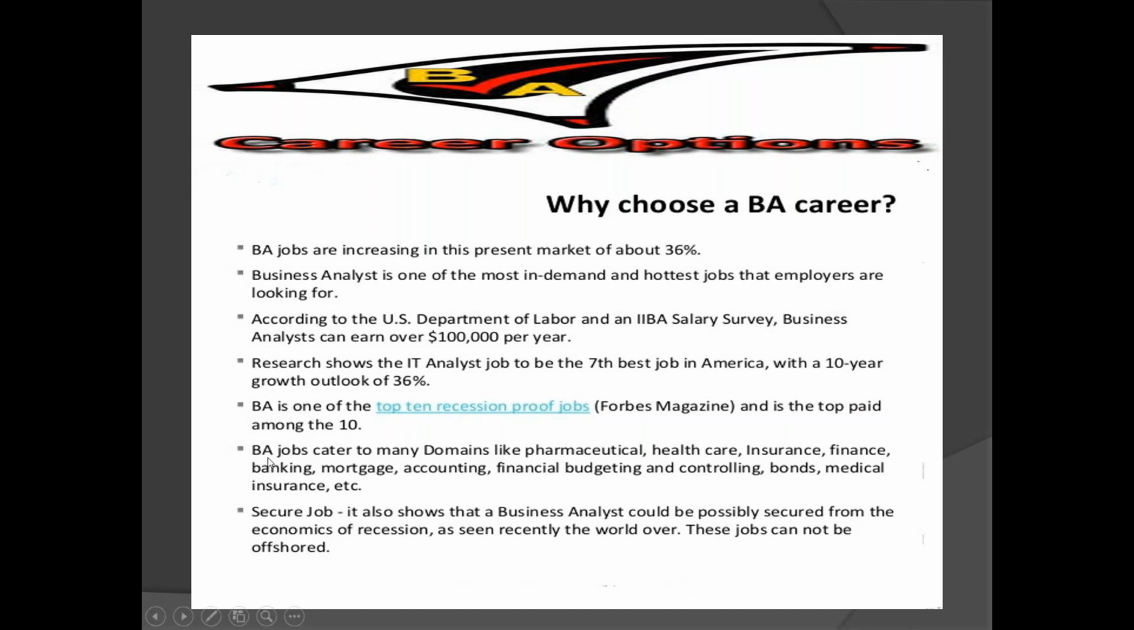Okay. Then BA jobs cater to many domains like pharmaceutical, healthcare, insurance, finance, banking, mortgage, accounting, financial budgeting and controlling, bonds, medical insurance, etc. So these are the different domains where a BA will be working. Apart from this, we have other domains also like real estate, transportation, aeronautical. So you can select a domain based on your previous experience or based on your academic background.